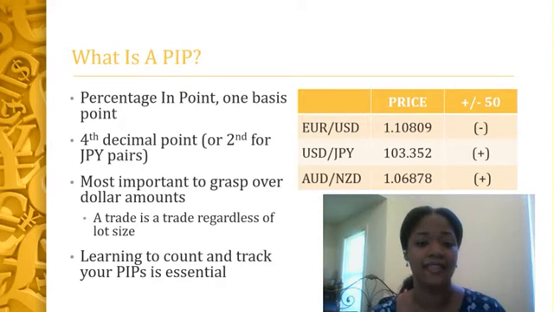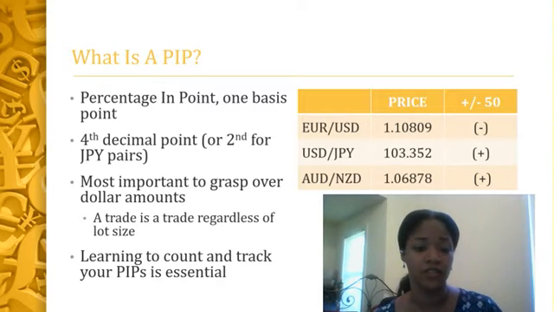And so now we look at the dollar yen. It's currently at a price of 103.352. Well, remember for yen pairs, the second decimal point is your pip. So now in this scenario, your third decimal point is your fractional pip, okay? Still can kind of ignore it. It might help you boost a couple extra dollars, but not a really big deal. Aussie Kiwi, just another example of a fourth decimal point of a pip, 1.06878. So right now, we're looking at that fourth decimal point.